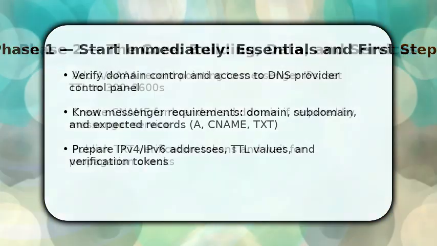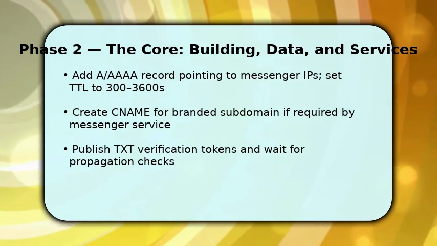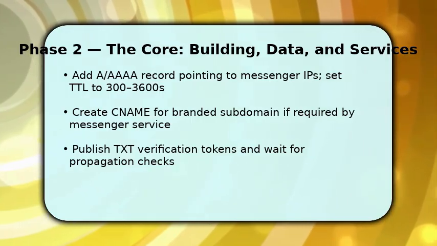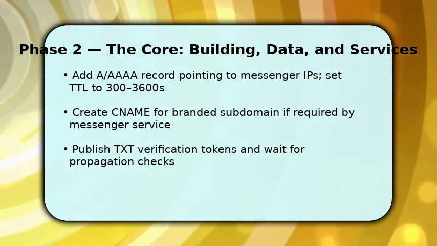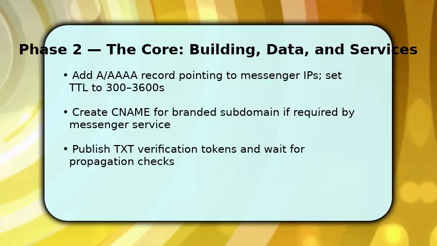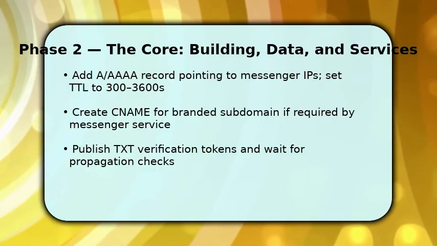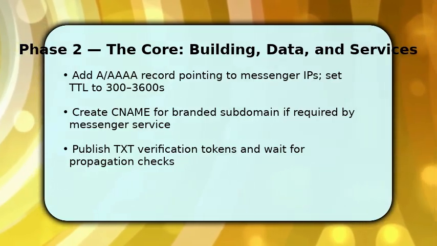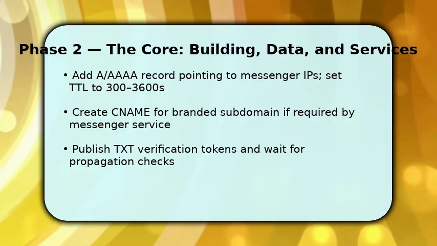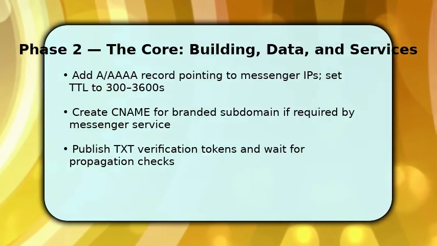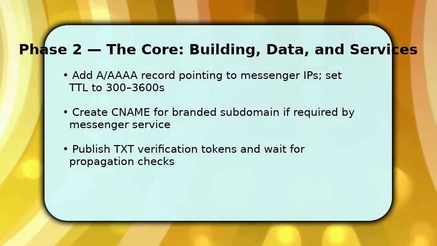Now you add the actual records. For each target, create A or AAAA records pointing to the messenger server IPs. Set TTL to 300 for rapid testing, then raise later. If the service asks for a CNAME, map the subdomain to the provider hostname. This preserves deliverability and simplifies certificate handling.